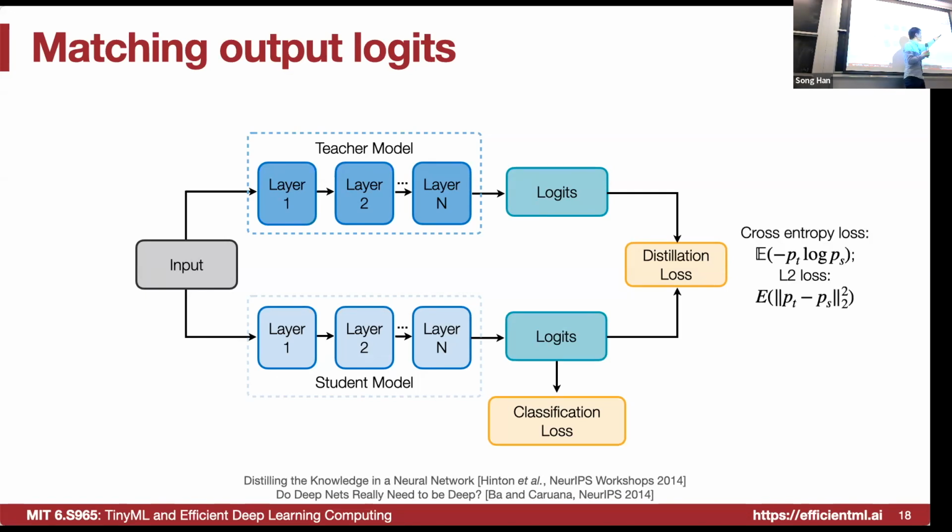Here we can either use the cross entropy loss, minus p teacher log p student. We can also use the L2 loss, calculating the L2 distance between the teacher and the student. Very intuitive and very easy to calculate the gradient.